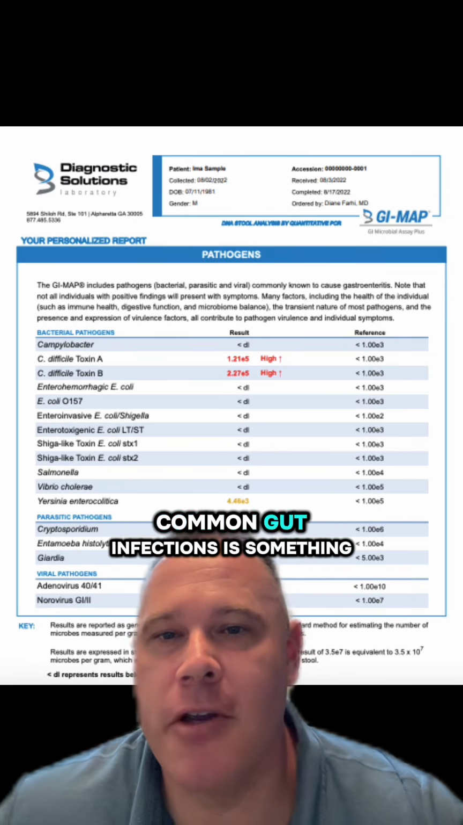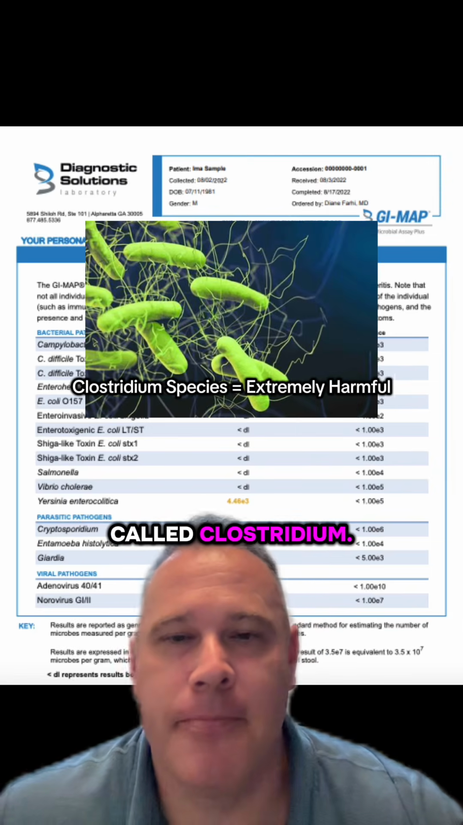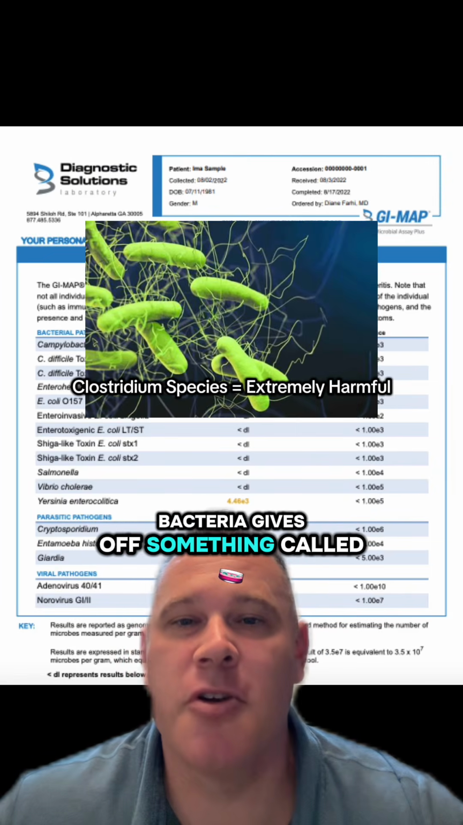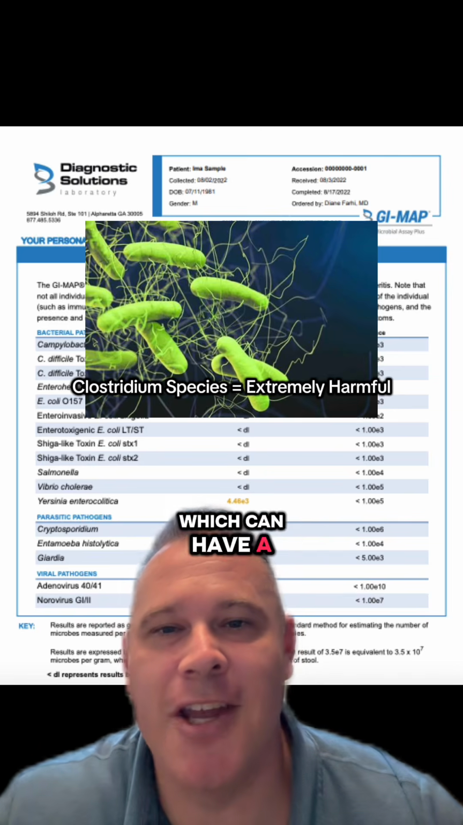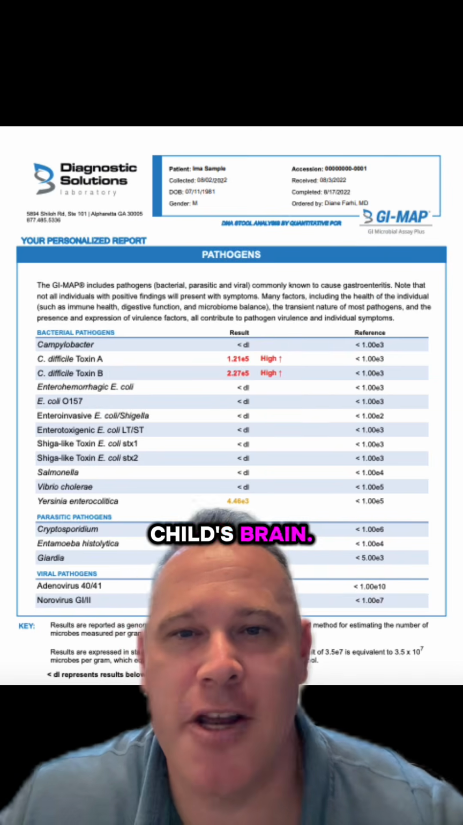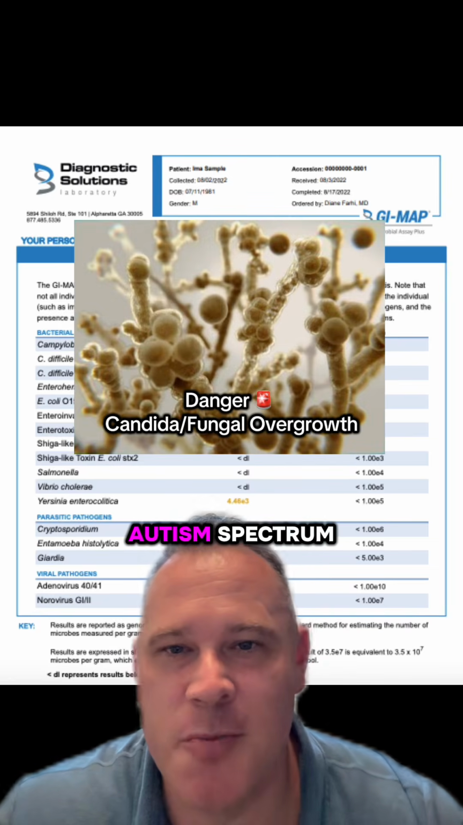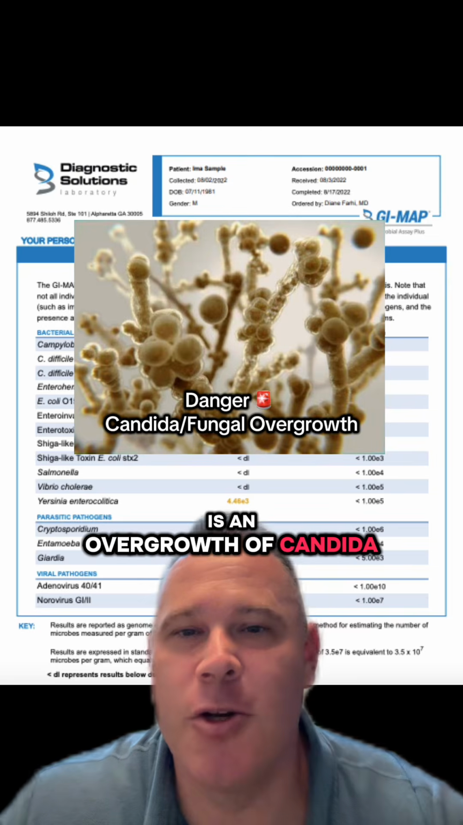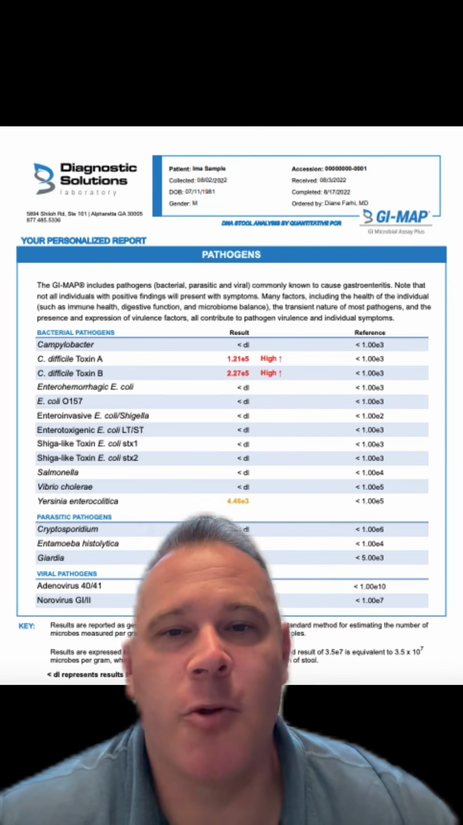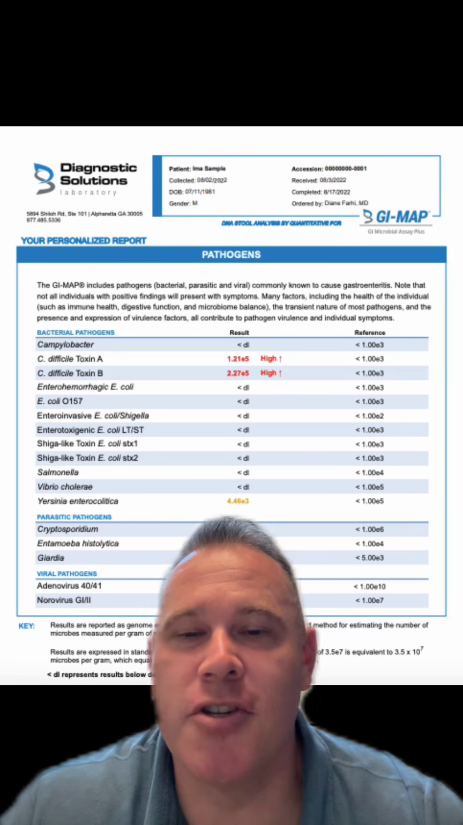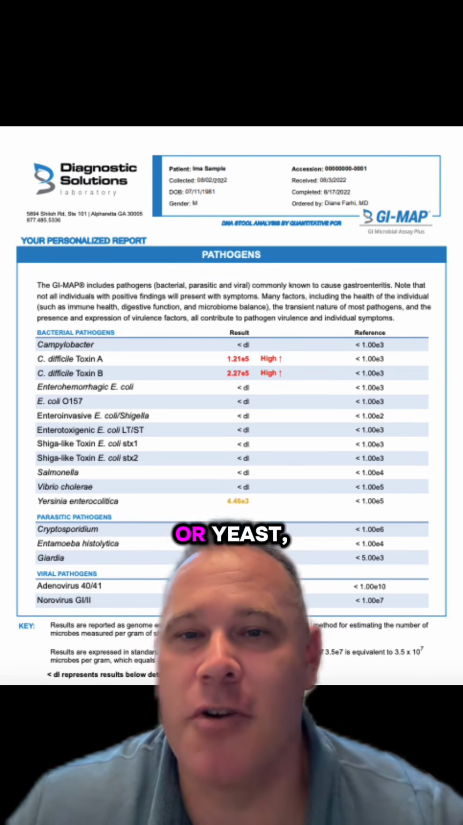One of the most common gut infections is something called Clostridium. This particular strain of bacteria gives out something called propionic acid, which can have a negative effect on an autistic child's brain. Another thing that's common with kids on the autism spectrum is an overgrowth of Candida or yeast. And if you find an overgrowth of bacteria or yeast, there's a good chance that this is one of the underlying causes of their autism.